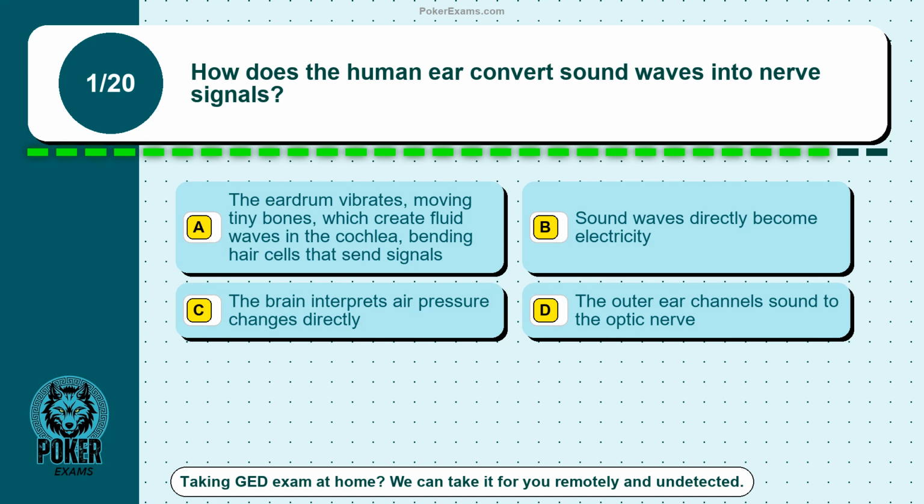Question 1. How does the human ear convert sound waves into nerve signals? Option A. The eardrum vibrates, moving tiny bones, which create fluid waves in the cochlea, bending hair cells that send signals. Option B. Sound waves directly become electricity. Option C. The brain interprets air pressure changes directly. Option D. The outer ear channels sound to the optic nerve.